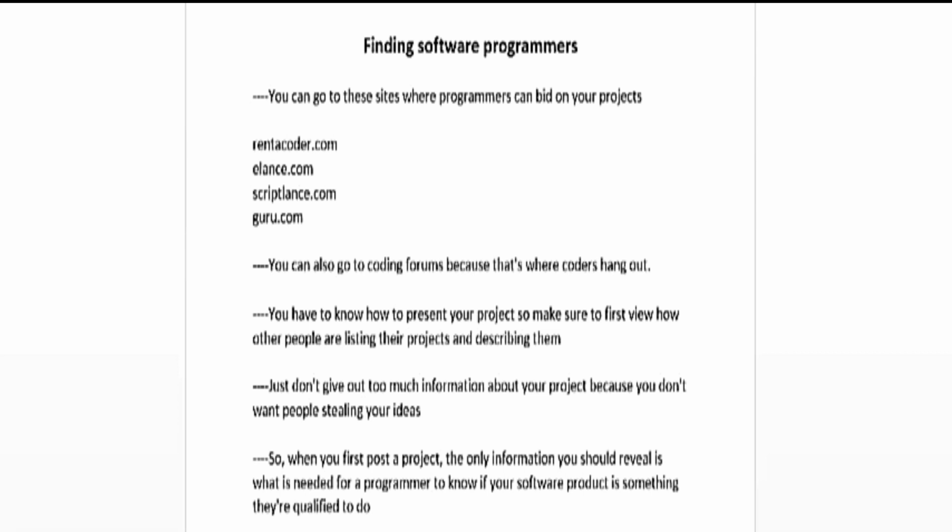Okay, so now when you visit these sites where programmers can bid on your projects, you have to know how to present your project. So make sure to first review how other people are listing their projects and how they are describing them on these sites. Okay, and you have to also be very careful. You don't want to give out too much information about your project because you don't want people stealing your ideas. So when you first post a project, the information that you should reveal at first is what is needed for the programmer to know if your software product is something that they are qualified to work on.